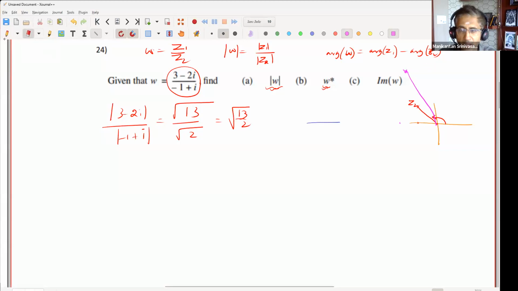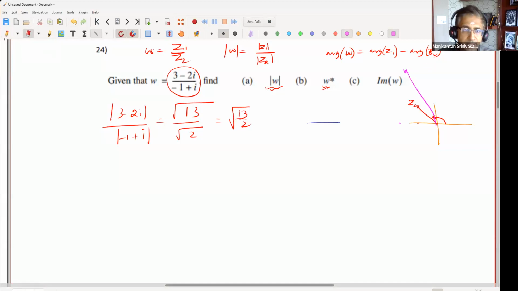Okay. The difference of the two arguments is the argument of the ratio, right? Argument of W is argument of Z1 minus argument of Z2. Okay, got it. But I made a mistake in plotting, and none of you spotted it. It's 3 comma minus 2, right? So 3 comma minus 2 will be somewhere in the fourth quadrant.